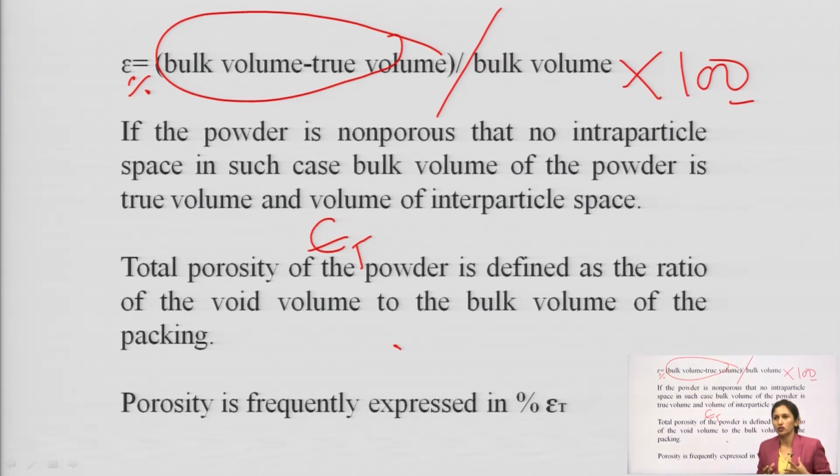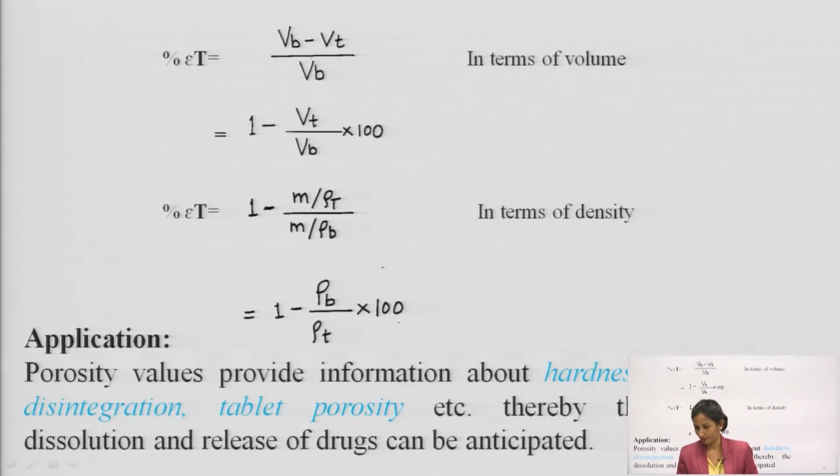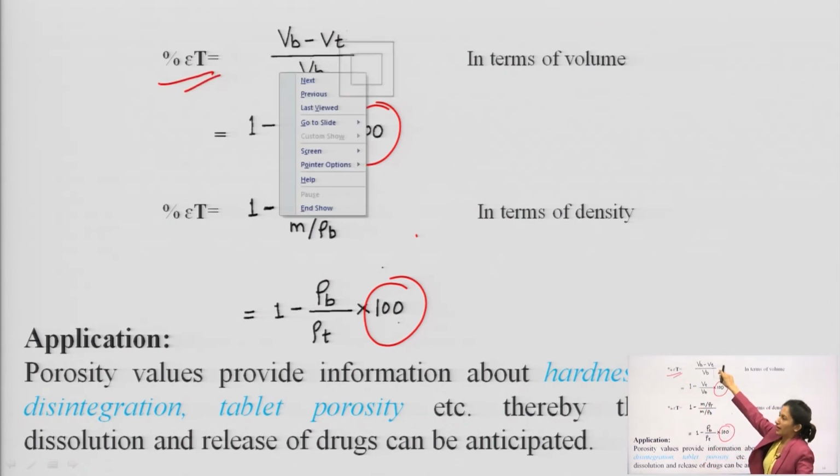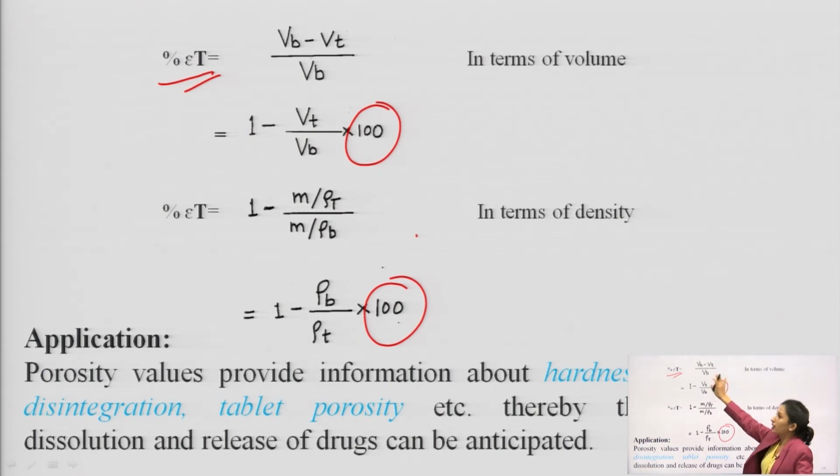Porosity just represents the perforation. जितना ज़्यादा porous होगा material, उतना ही उसके through किसी भी चीज़ को pass होने में, either a liquid or a gas, it will be easily passed out. The formula for the calculation of percentage epsilon T, that is why we have multiplied everywhere by 100. Percentage epsilon T equals bulk volume minus true volume divided by bulk volume.